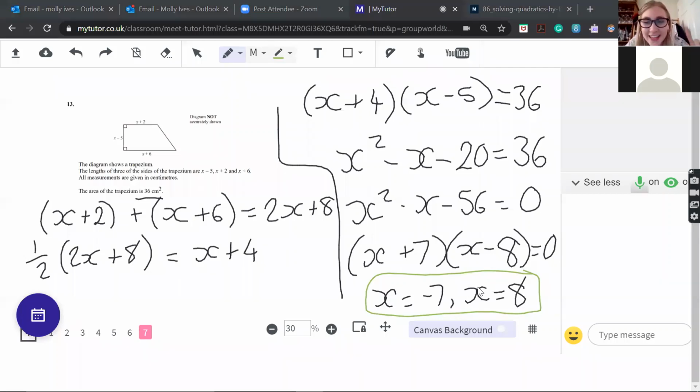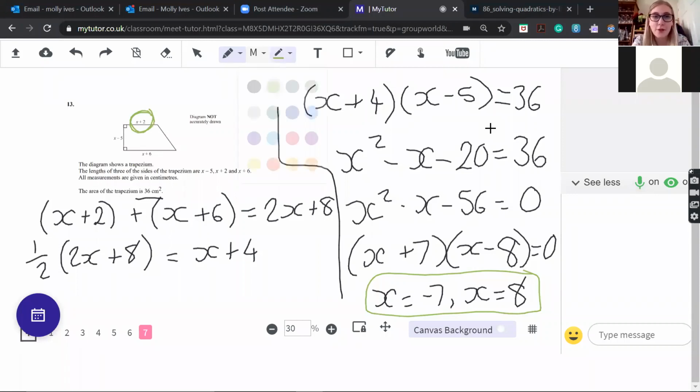Go for it. It's just, all I was going to mention was that if you do choose x equals minus 7, then the side lengths end up being negative, which we can't have. So the only acceptable answer here is x equals 8. So it's just a comment about sometimes, depending on the question, you have to check both your answers. Yeah, that's me done.